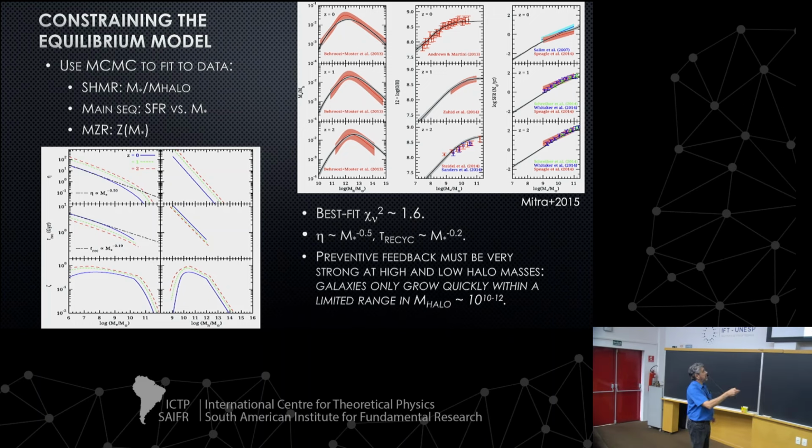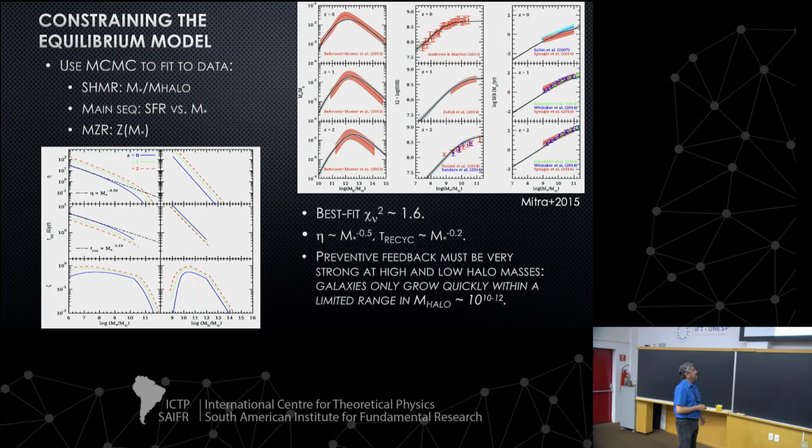So this basically is the constraints. Don't worry about that, it's just showing that the model goes through the data. The data is all the red points here. But this is the interesting thing. Here's the mass loading factor, here's this wind recycling time, and here's this zeta parameter, this preventive feedback, how much gets lost, right? As a function of halo mass and as a function of stellar mass.